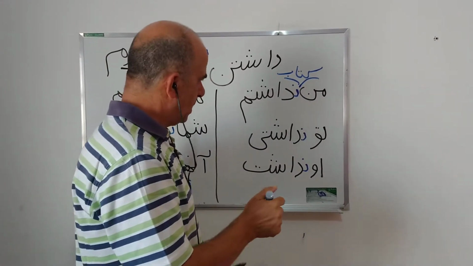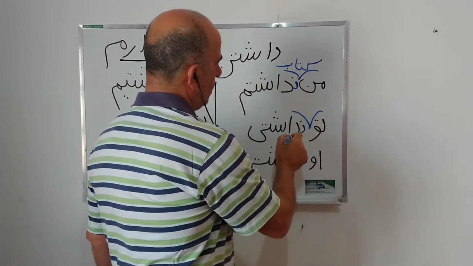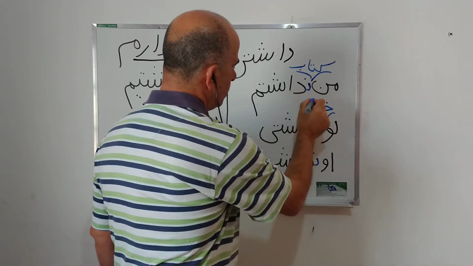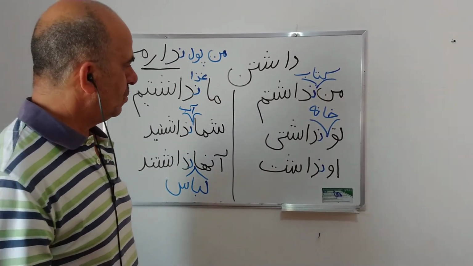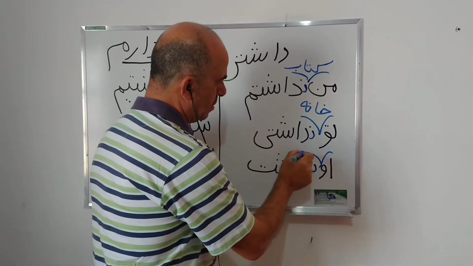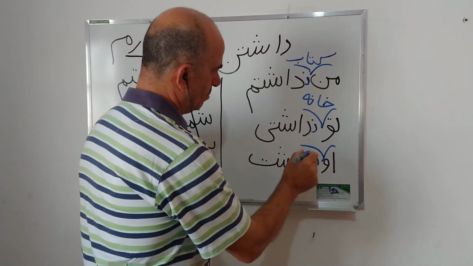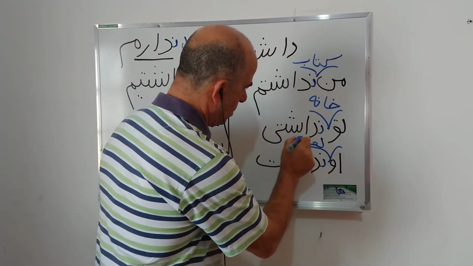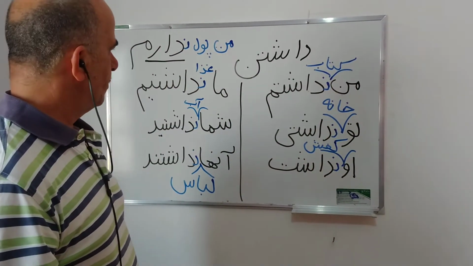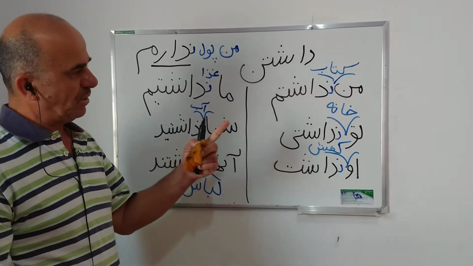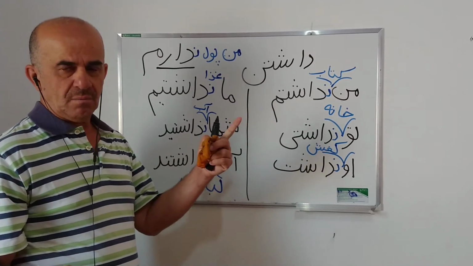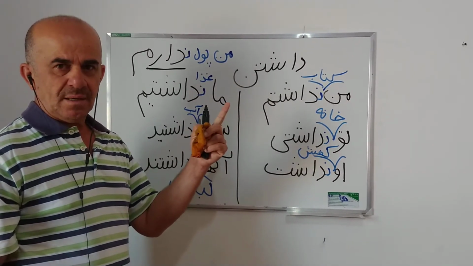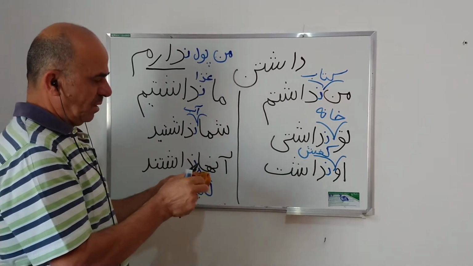Okay? Yes, in this case. تو خانه نداشتی. You didn't have a house. او کفش نداشت. کفش. But if I say او دوست نداشت... من دوست دارم. It's I love or I like. من دوست دارم.